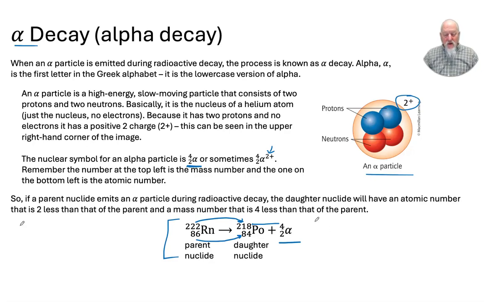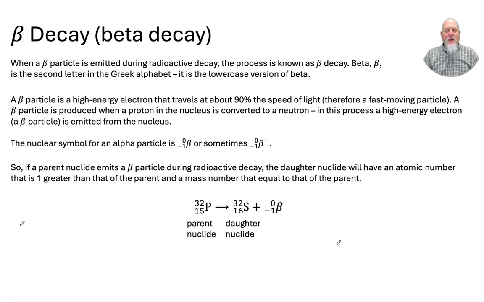Okay, so this is an example of how you would write a nuclear reaction that shows the process of alpha decay. The parent nuclide is the one that's the reactant. It's on the left side of the equation, and then the daughter nuclide, the one that's produced along with the alpha particle, they're both shown on the right side of the equation.